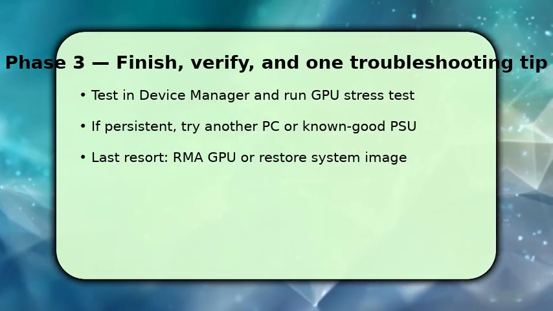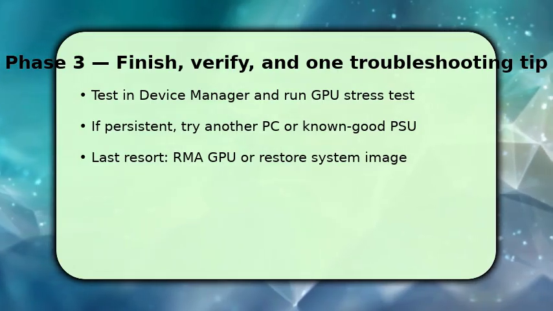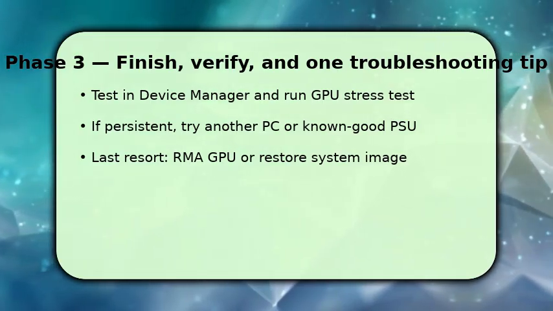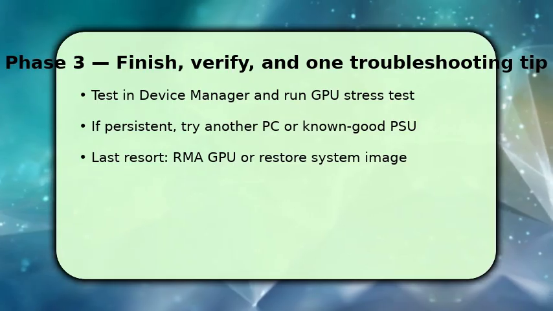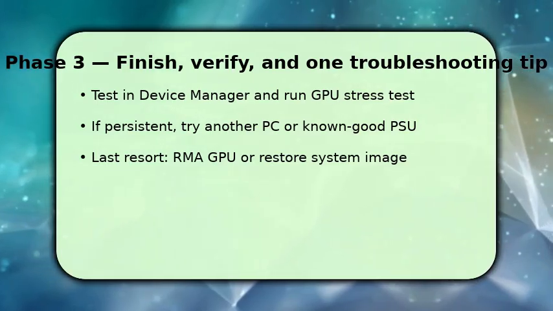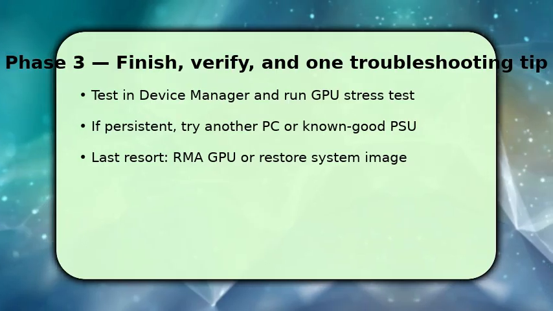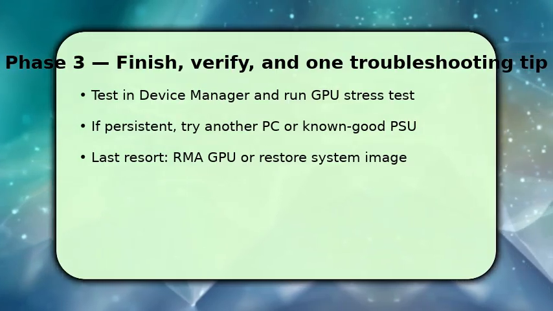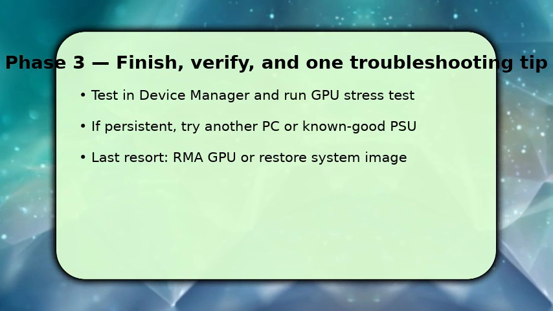If the error persists, swap the GPU into a different PC or try a known good power supply to isolate hardware. Make sure to document temperatures and error behavior. If none of these work, contact vendor support for an RMA. But before that, restore a system image or backup.